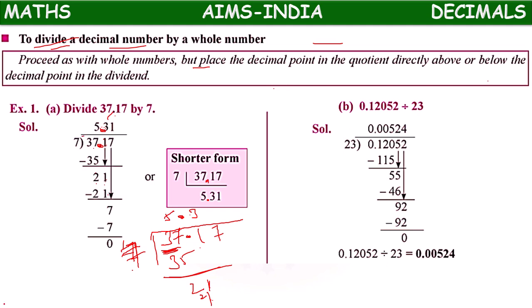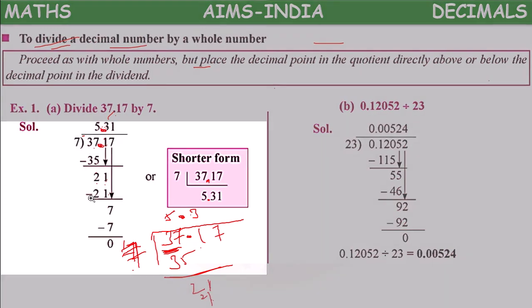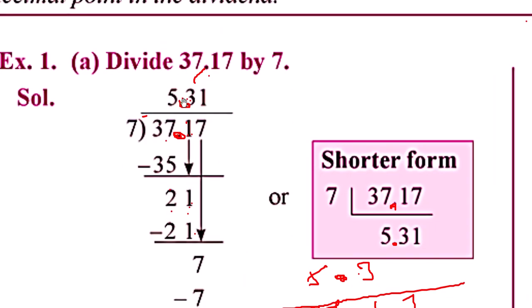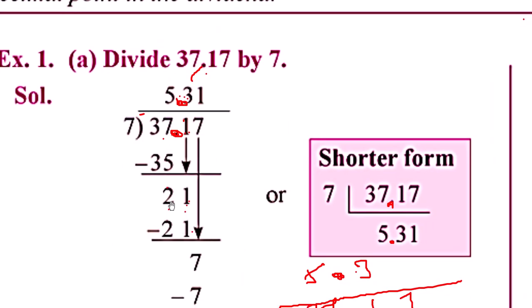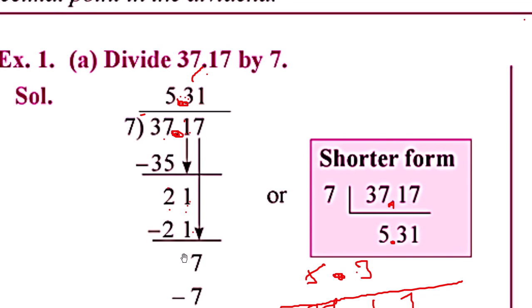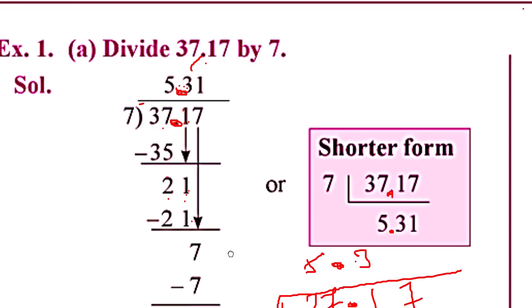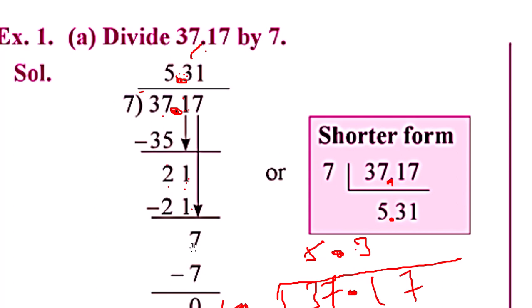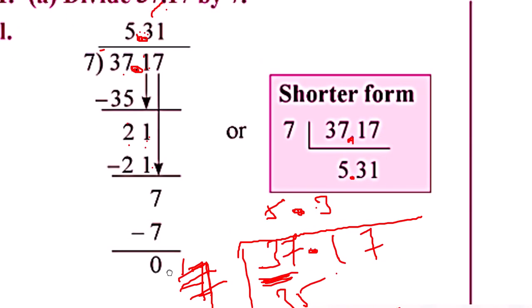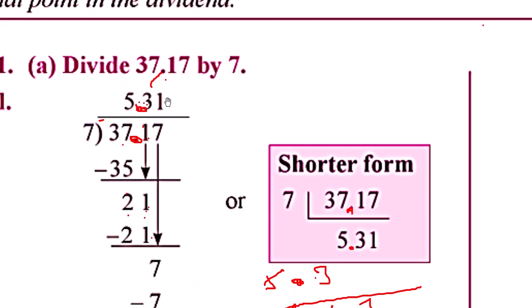7 3 times 21. So 21 minus 21, 0. No need to mention. Next the number 7, we can carry it down. Already we have placed the point here, so no need to keep the point again. So we take 7 carry down. 7 1 is 7. Minus 7, 0. So we are getting 5.31.